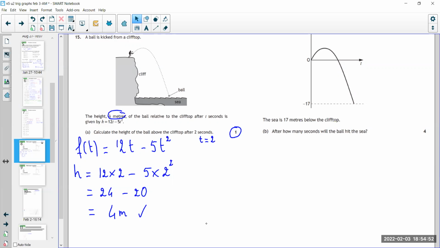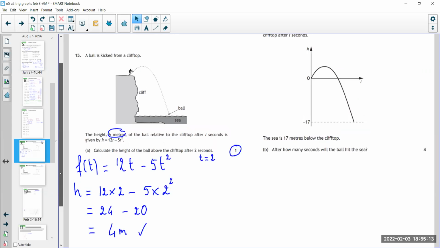So that was the first question. And I would say it's a problem-solving type question, but it's only worth 1 mark. Here you just replace t with 2. 12 times 2 is not big math. 5 times 2 squared is not big math either. And that's why they don't give many marks for these.